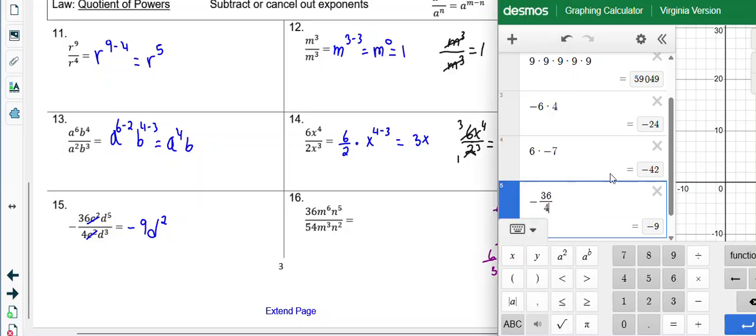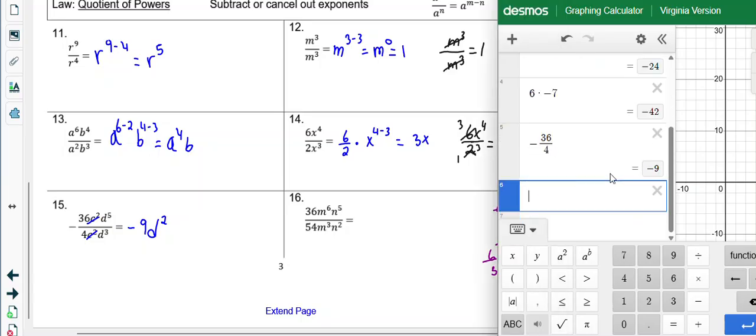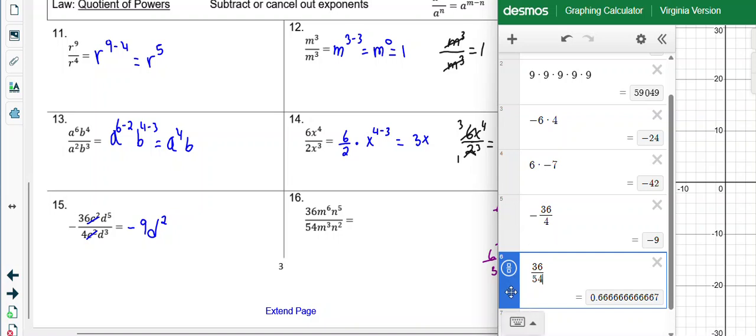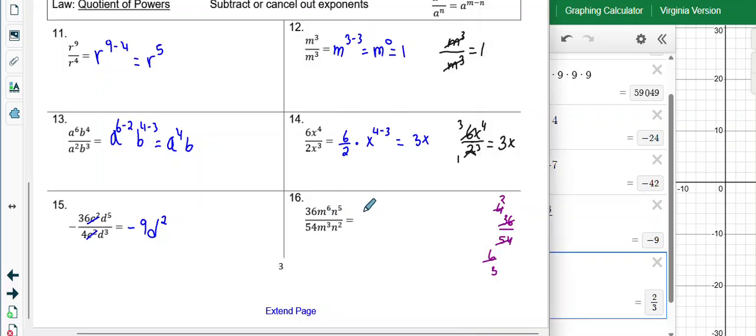If you're like, what, you can always just use Desmos to simplify fractions. You can do 36 over 54. And if you just press the little fraction button here, it will reduce it down for you, which is 2 over 3. Okay, so that's what I'm going to put here. I'll do 2 over 3.